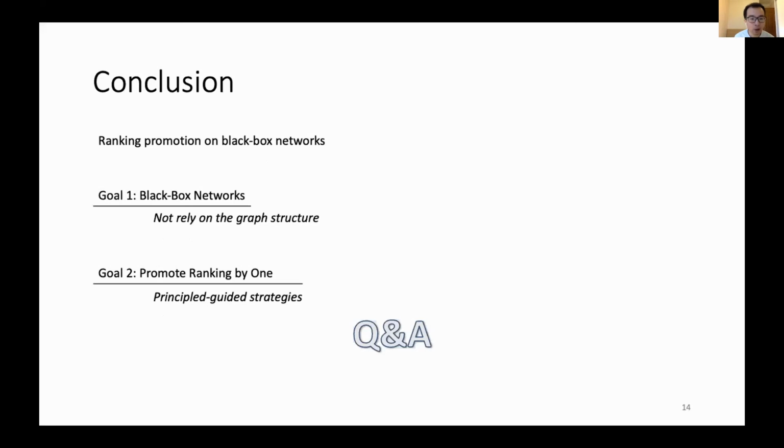In this paper, we focus on ranking promotion on black box networks, and we have 2 goals. For the first goal, we do not rely on the graph structure, and the second goal is that we design principle-guided strategies, which provide 3 conditions. Under these conditions, the improvement of the centrality ranking of the nodes can be proved. And that's all for the presentation. Thank you very much.